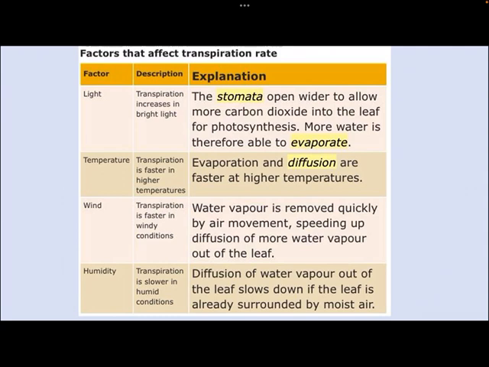Humidity is the only one that will decrease it. So if you increase the amount of humidity, so the amount of water in the atmosphere, then transpiration will decrease. And this is because there's a lower concentration gradient. There's less of a gradient or difference between the inside of the leaf and the outside of the leaf, so diffusion will slow down.